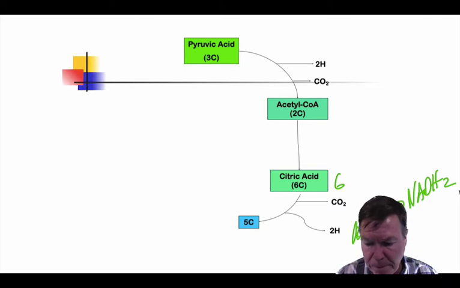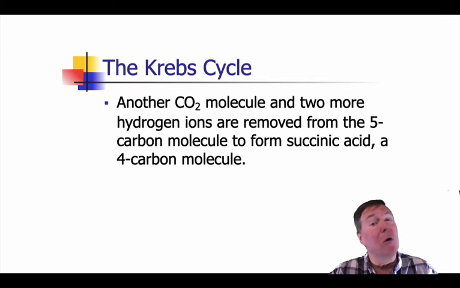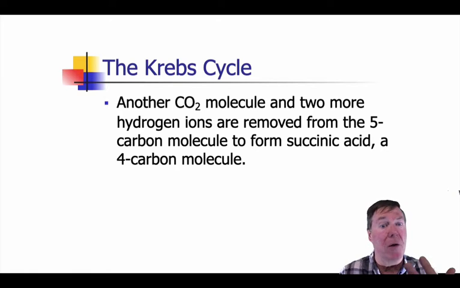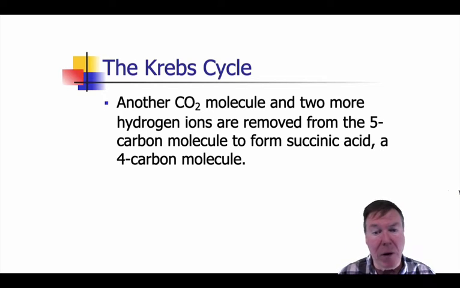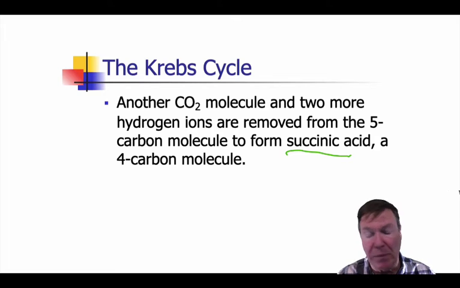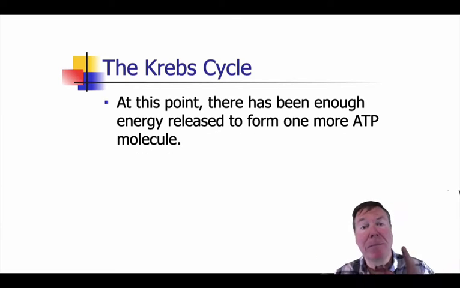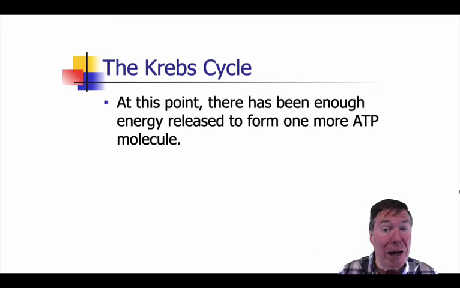Okay, so we take that 5-carbon and we remove another carbon dioxide, which you exhale, and it becomes a 4-carbon. 5 minus 1 is 4. It's called succinylate acid or something. I don't care if you know the name. Not important. And at this point, we actually got enough energy to make 1 more ATP.